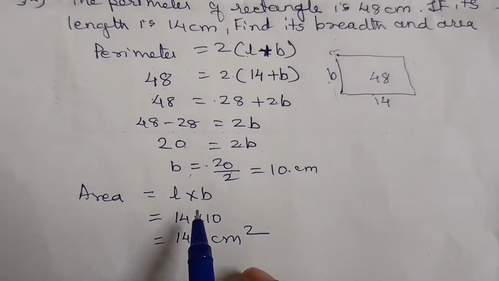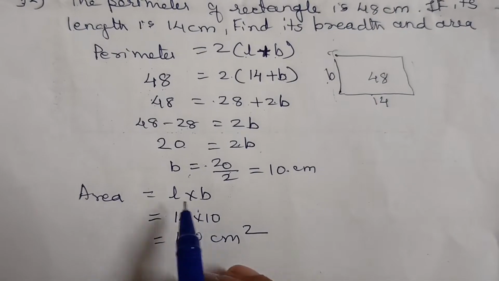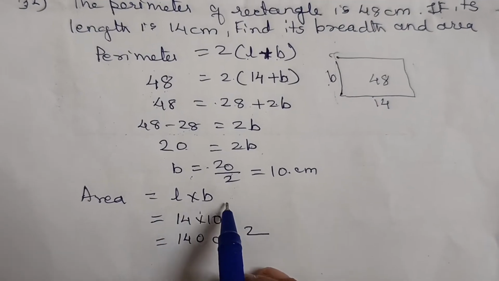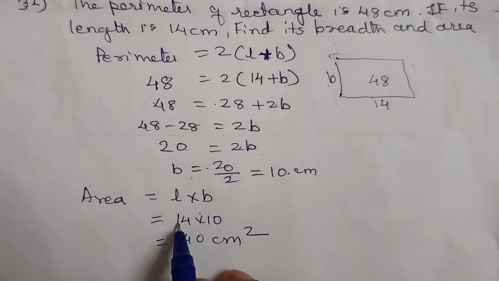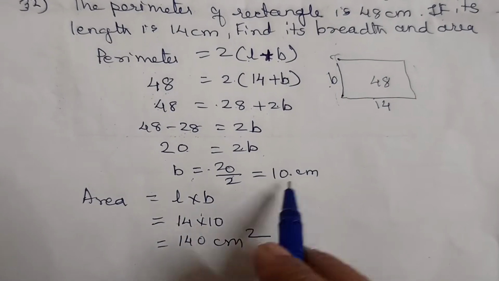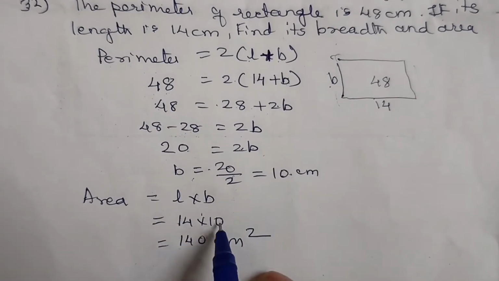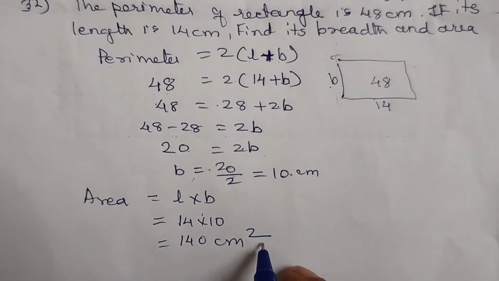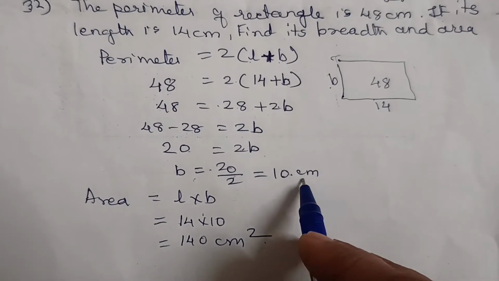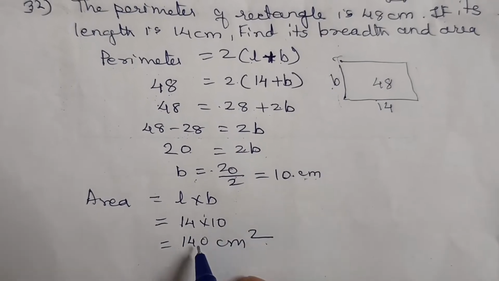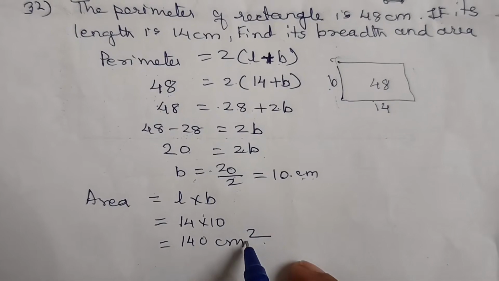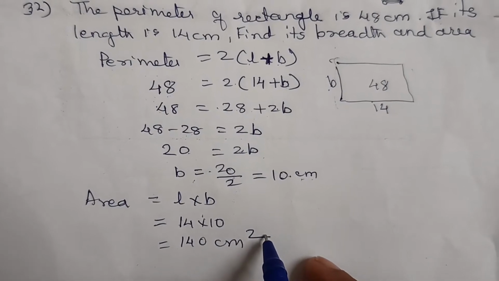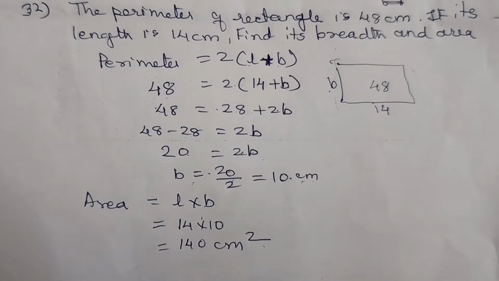Now we have to find out the area of rectangle. The formula for area of rectangle is length into breadth. So length is given as 14 and breadth we have found out is 10. So 14 into 10 is 140 centimeter square. For length or breadth you have to write centimeter, and for area you have to write the centimeter square. For perimeter also you have to write centimeters.